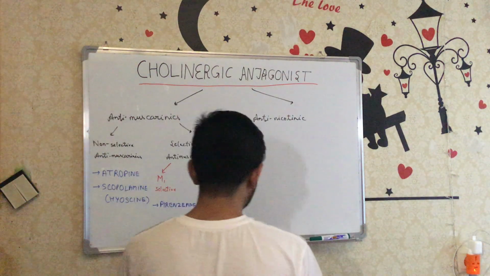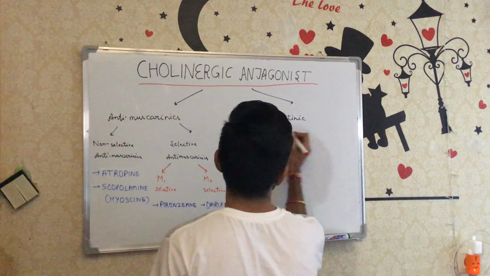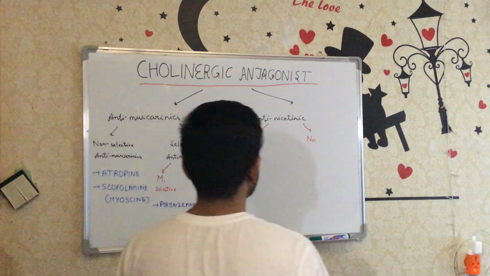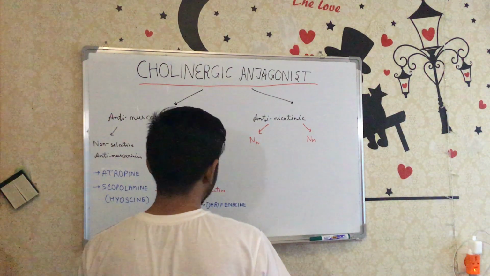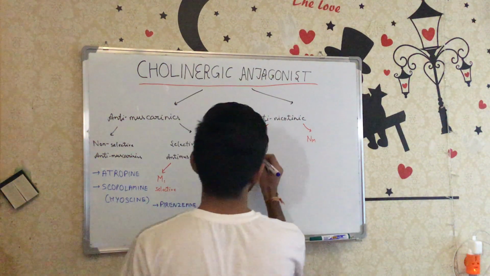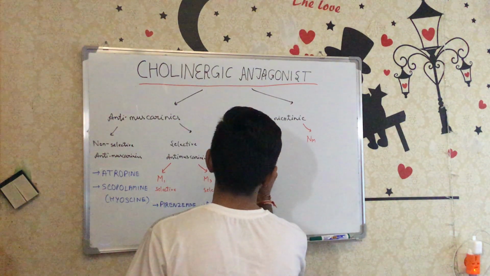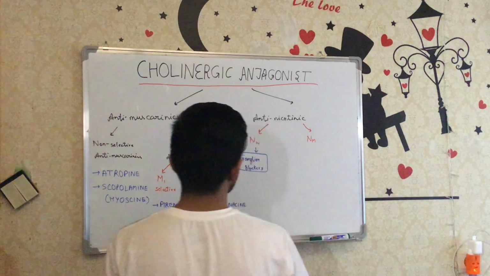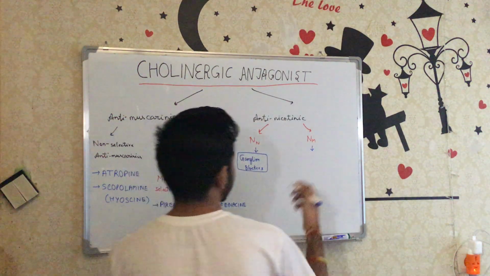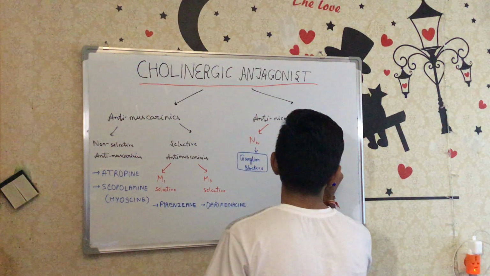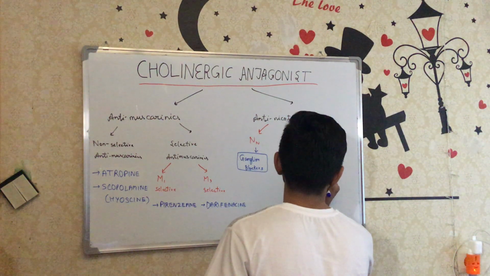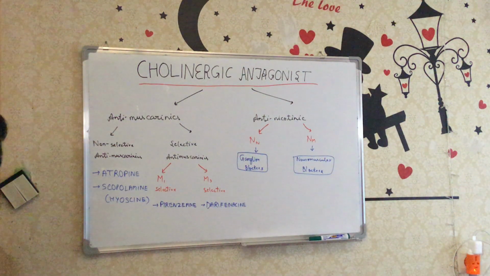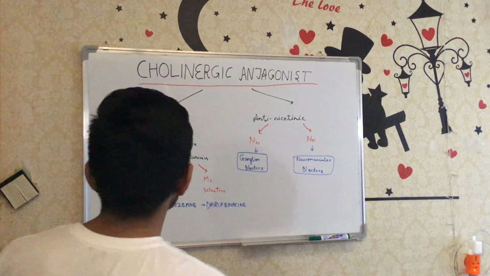But if we talk about the antinicotinic, they are further divided into neuroneuronal and neuromuscular. Neuroneuronal, or the neuroeffector side. The category which comes under neuroneuronal is ganglion blockers. And in neuromuscular, we have simply neuromuscular blockers. So this is the very basic classification of cholinergic antagonists. Now let's talk about these drugs one by one.